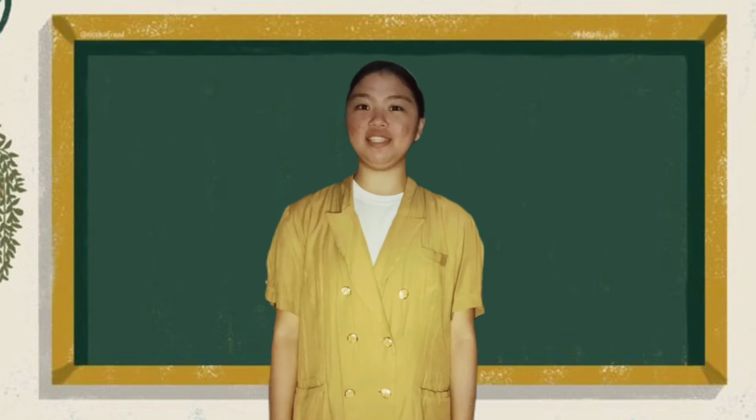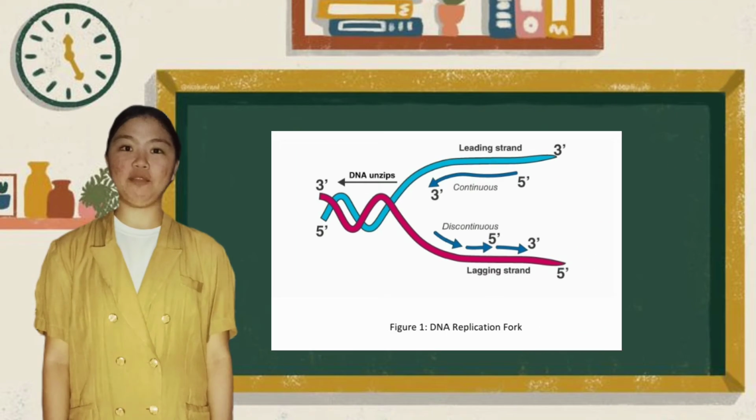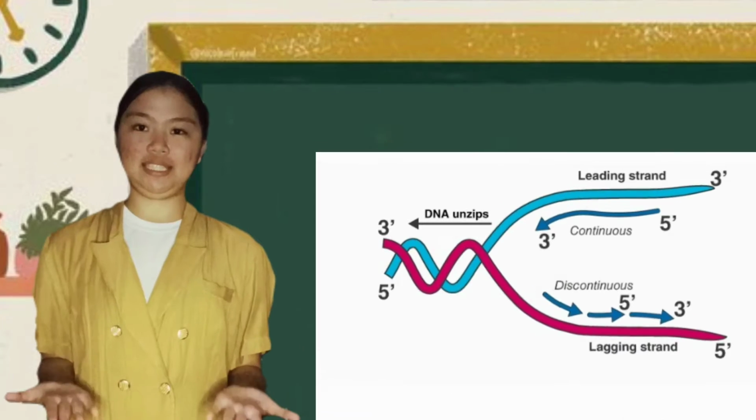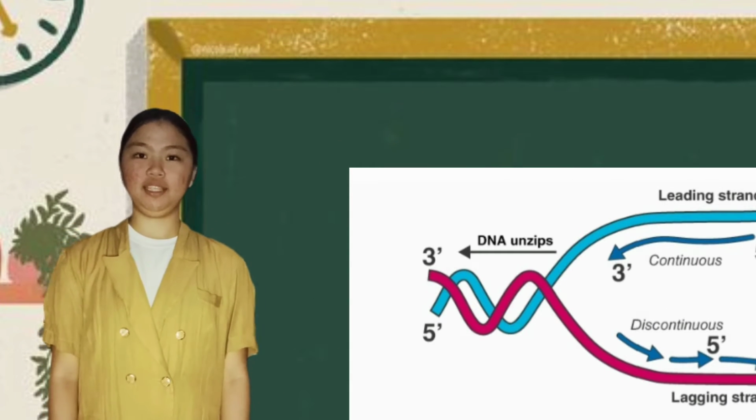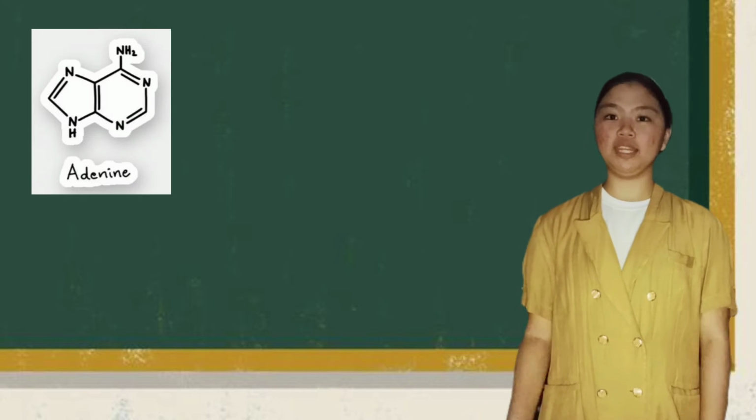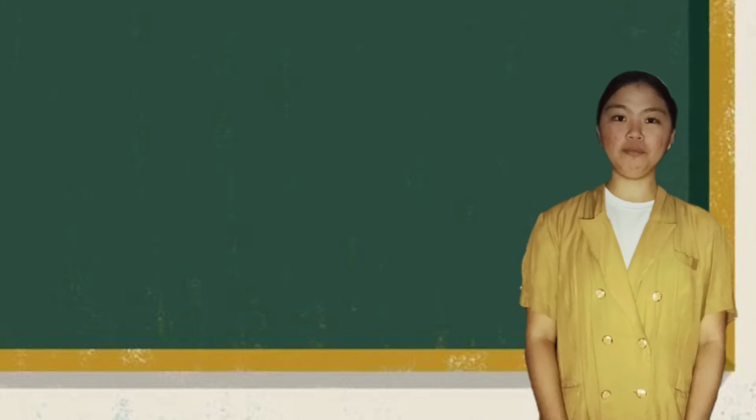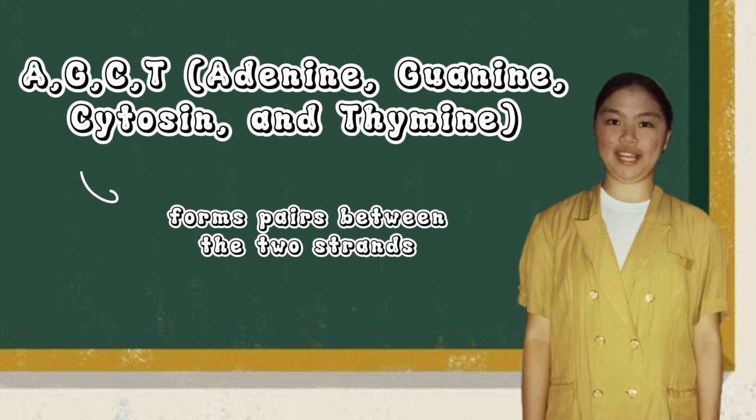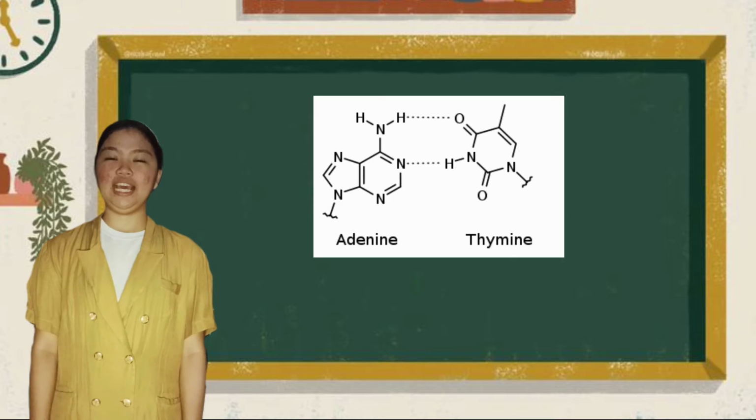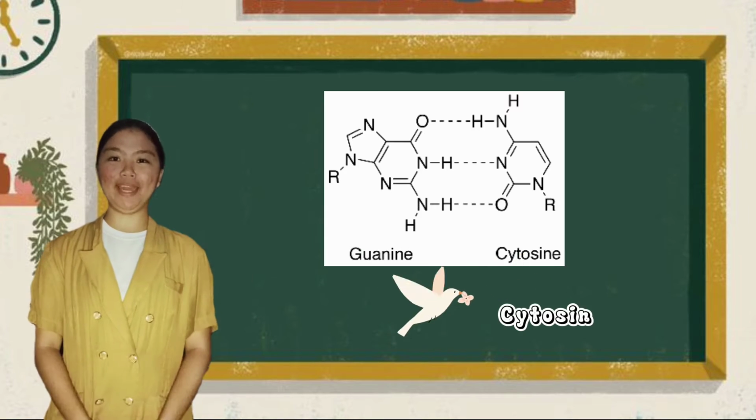The first step is the replication fork formation. Before DNA can be replicated, the double-stranded molecule must be unzipped into two single strands. DNA has four bases called adenine, thymine, cytosine, and guanine that form pairs between the two strands. Adenine only pairs with thymine, and cytosine only binds with guanine.